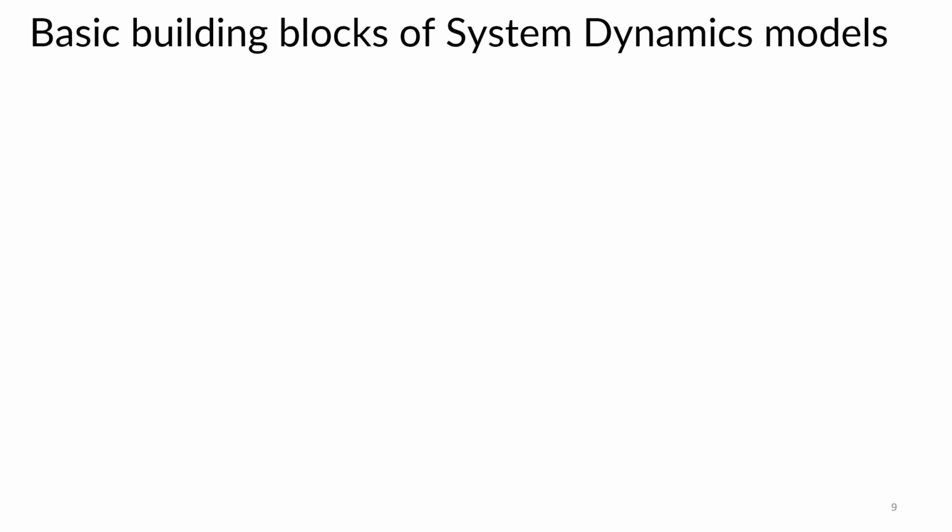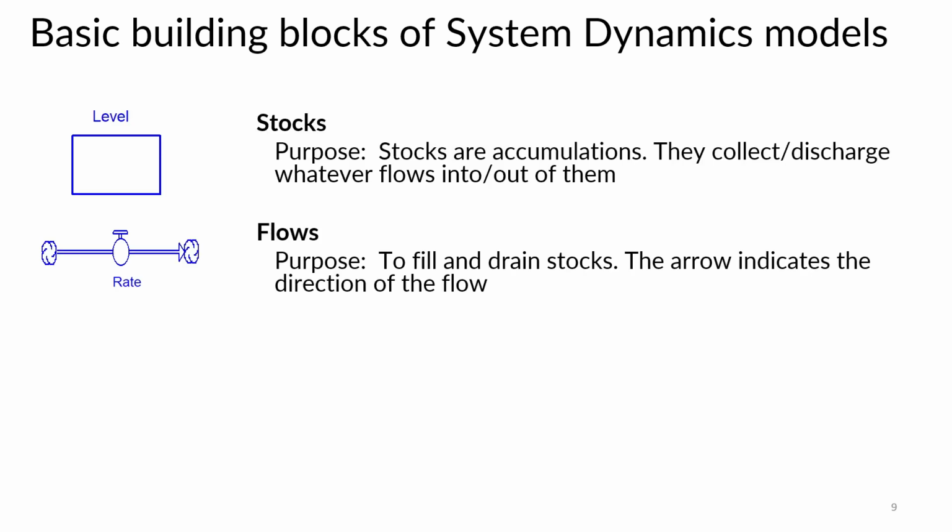Okay, so it depends on which software you're using, but primarily I work with Stella. So for Stella, the basic building blocks that we have, and in general, it is the same for any software, but the icons may vary. We have a stock, which is representing an accumulation, which is the collection and discharge, whatever flows into or out of them. And then we have a rate of flow, which looks like a tap, right? To fill a stock, or to drain a stock, or to take away from the stock. Now the arrow indicates the direction of the flow.